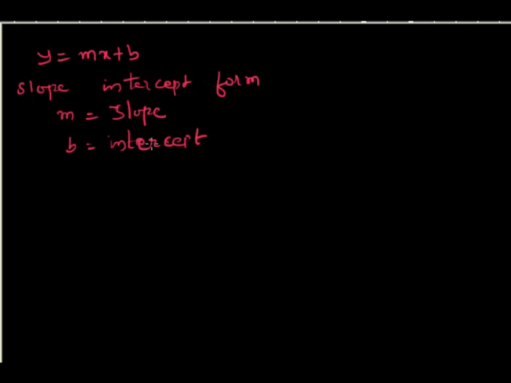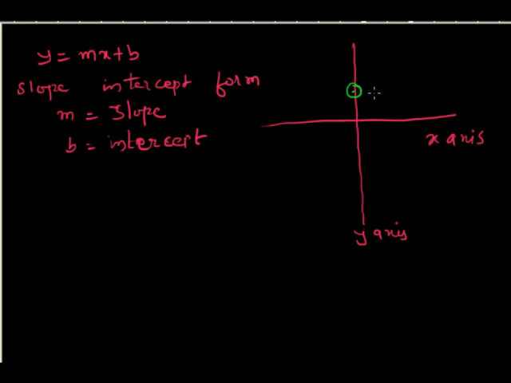Intercept. These are your axes. This is the x-axis and this is the y-axis. B is a point on the y-axis where the curve cuts the y-axis. For example, if I look at this point, this is an intercept. For any line, for example, if I draw a line like this, then this point is called the intercept.